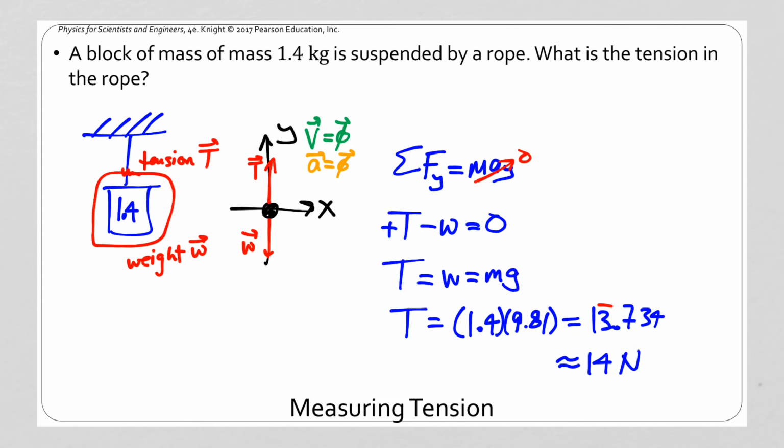We know that the tension in the rope always pulls towards the center of the rope. The tension in the rope is pulling the block up. The tension in the rope is pulling down on the anchor in the ceiling. It's pulling both ends of the rope towards the middle of the rope. So we do know the direction of the tension. Tension is technically a vector, but we found the magnitude of the tension here.